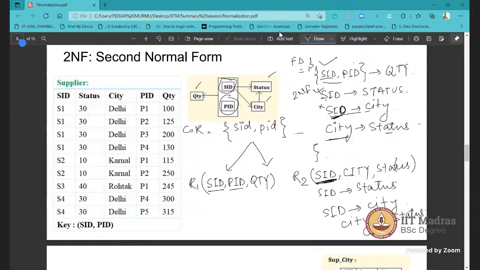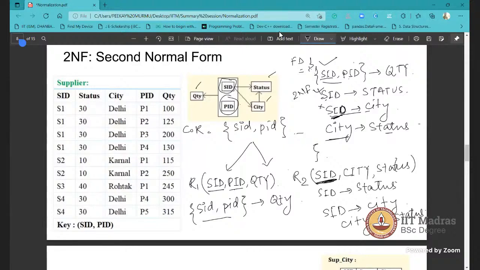And this particular one, for this SID and PID, up to this is clear, right? So you can check, this is how we decompose it into the second normal form. Now you can see this is in the second normal form. So we check whether it contains any redundancy or not. For that you have to check.